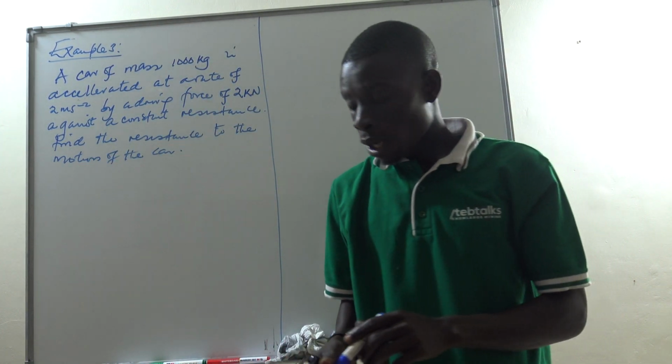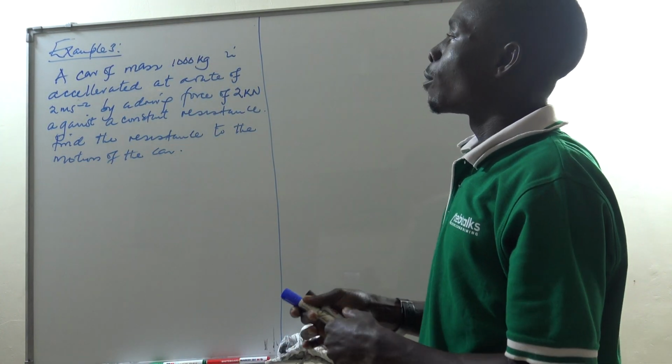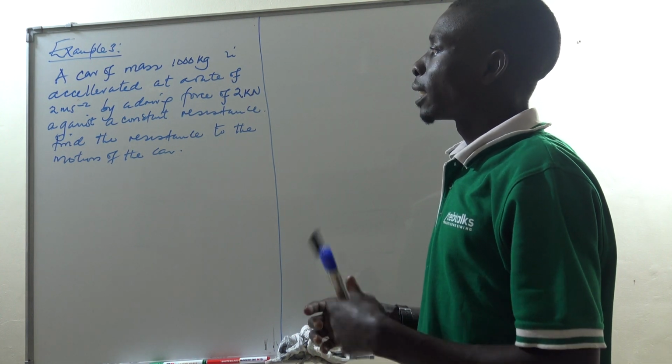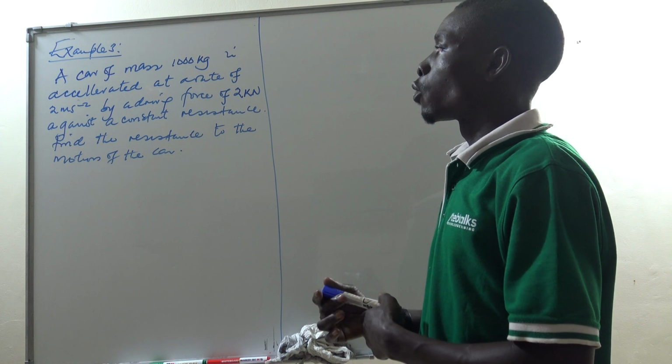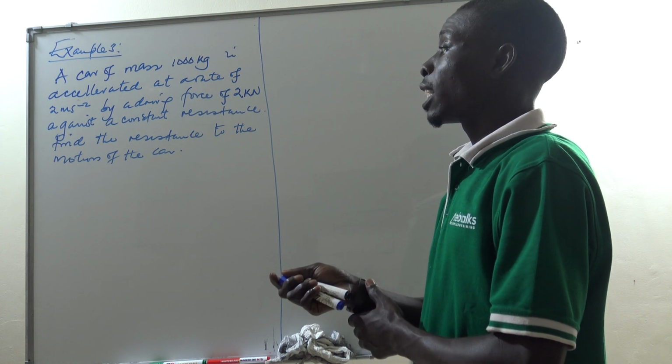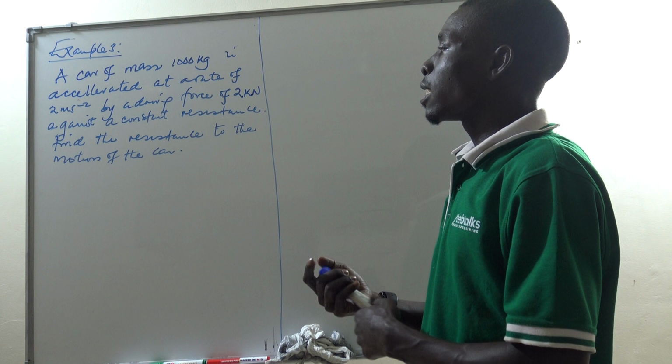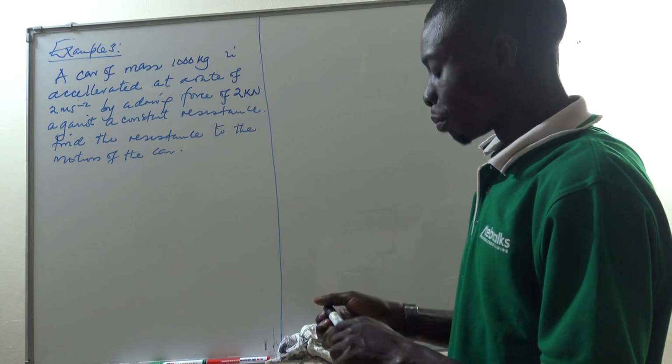Okay? So we are now saying that if I have a car of mass 1000 kilograms, is accelerated at a rate of 2 meters per second squared by a driving force of 2 kilonewtons against a constant resistance. Find the resistance to the motion of the car.